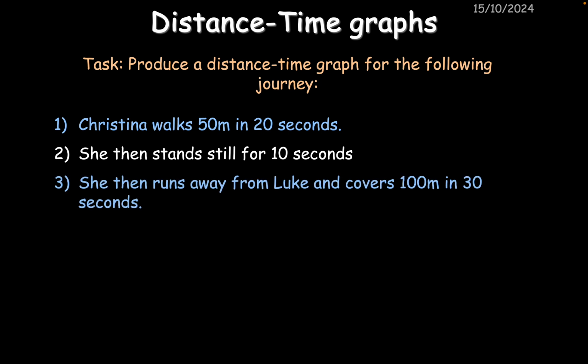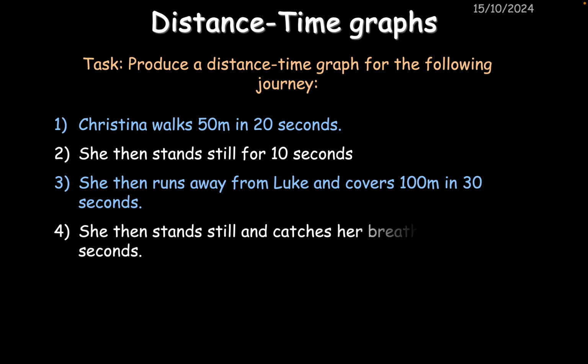She then runs away from Luke, who must be chasing her, and covers 100 meters extra in 30 seconds. So that's on top of the 50 meters she's already gone. Remember, in part 2, she hasn't moved. So she's then gone from 50 meters from her starting position to another 100 meters, so 150 meters in total. And then you've got to add up the time to make sure you don't make a mistake, how much time has passed, and plot it as a graph.